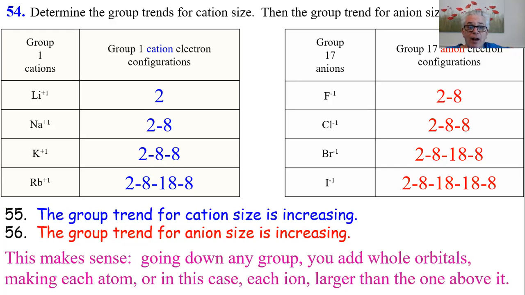So the group trend for cation size is increasing. Makes perfect sense. Look, there's more orbitals. And the group trend for anion size, they also increase. They get bigger, bigger, bigger, bigger.